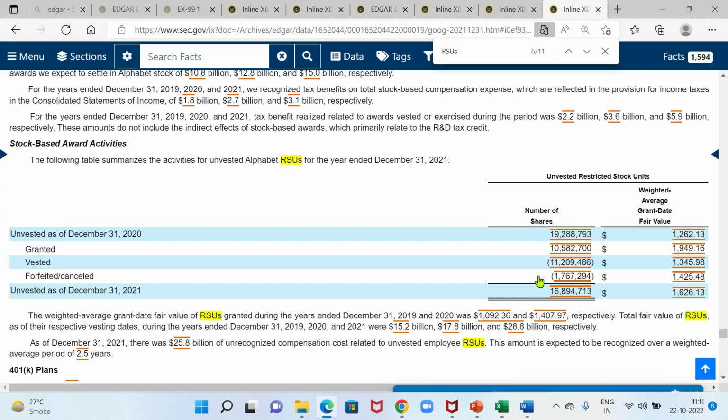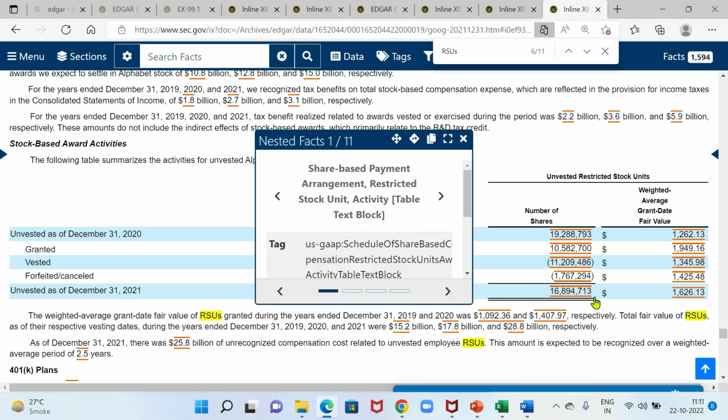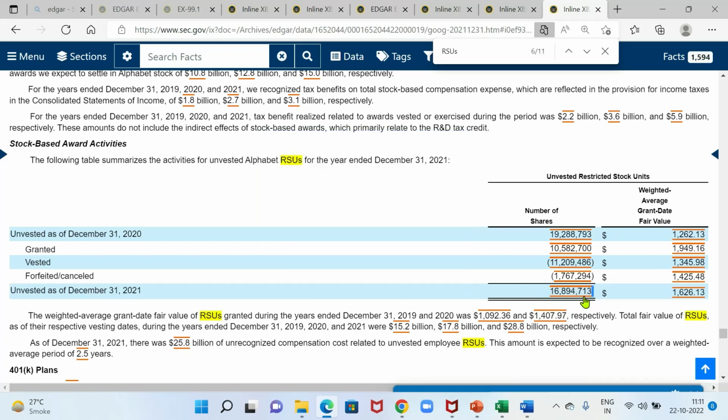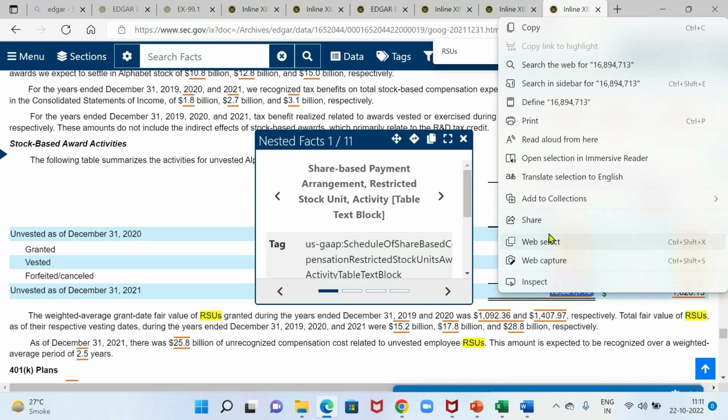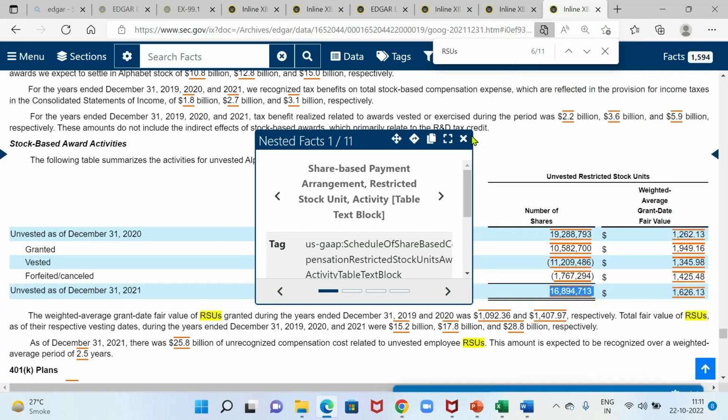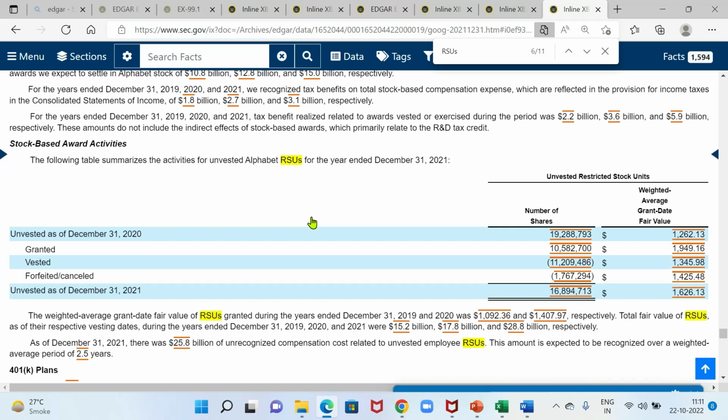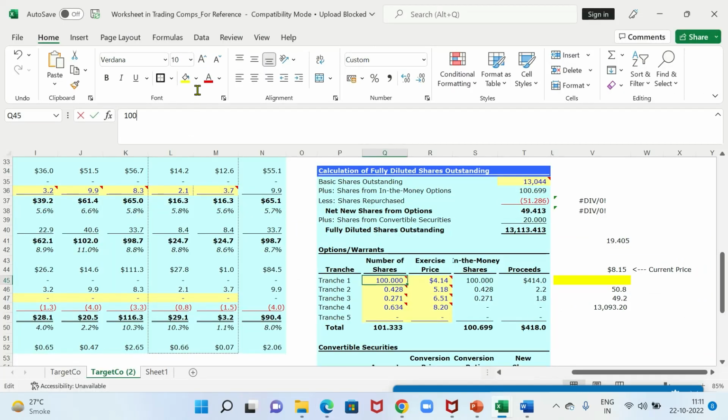So hence, I'll take this number. It's important to know whether these are represented in thousands, millions, or what. Since it's not written anywhere, we are assuming it to be normal units, and we'll convert it into millions. I am excluding the options exercise price.